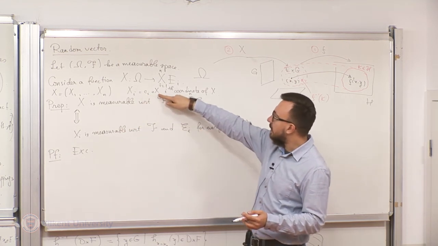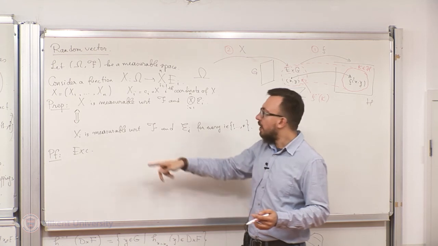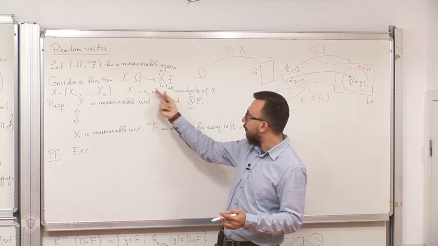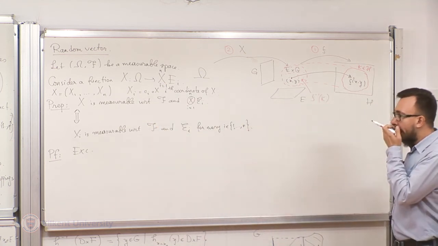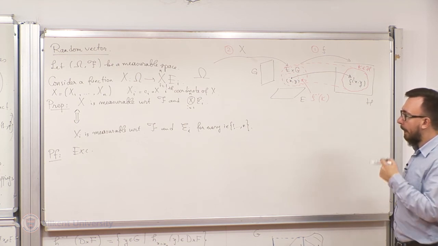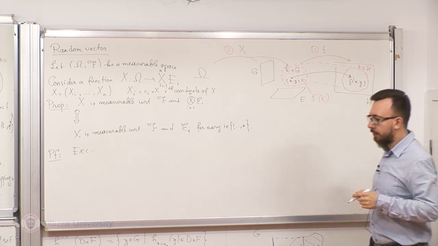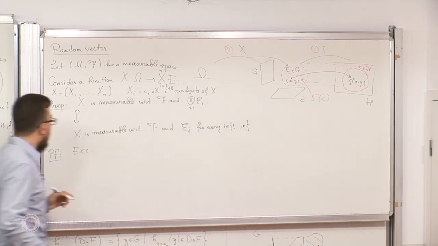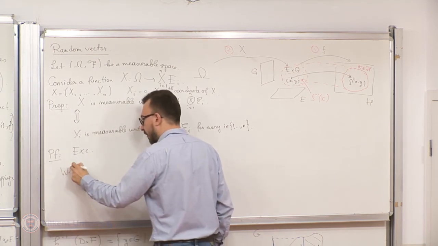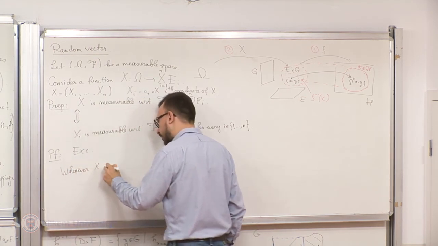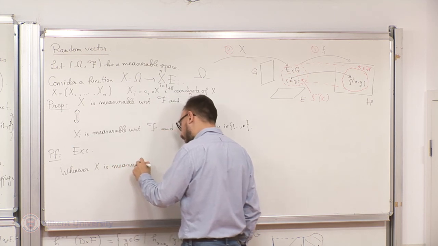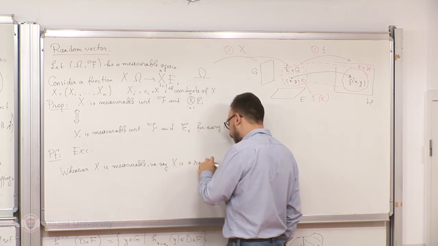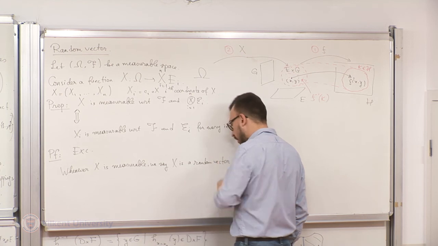So if this is measurable and this is measurable, then their composition is measurable. So one way is trivial: if X is measurable, then X_i is measurable because it's the composition of two measurable functions. So we don't have to worry too much. And whenever X is measurable, we say X is a random vector.